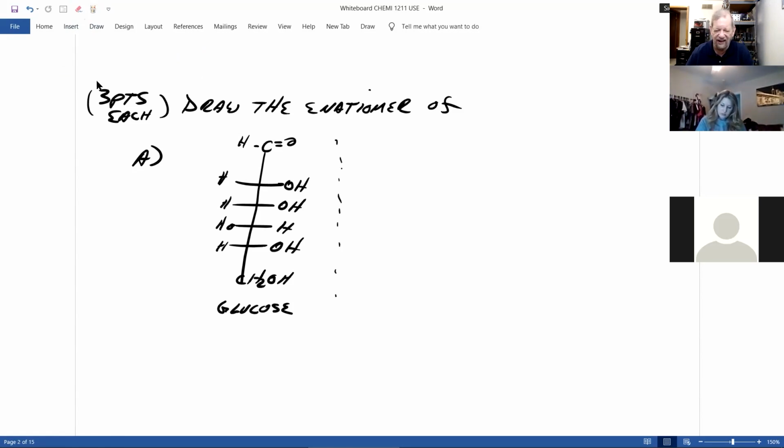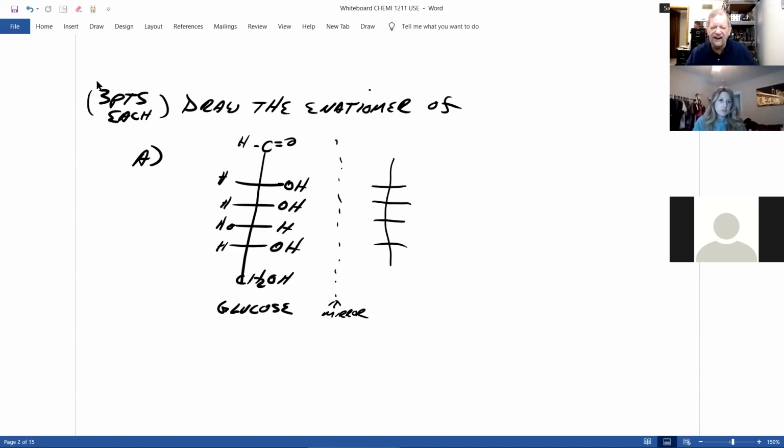And that dotted line is my mirror. Do you have to do this on a test? No. But think about it. If you hold your right hand up to a mirror, what are you going to see first? The palm, what's closest to the mirror. So let's do this. I'm going to have my backbone.